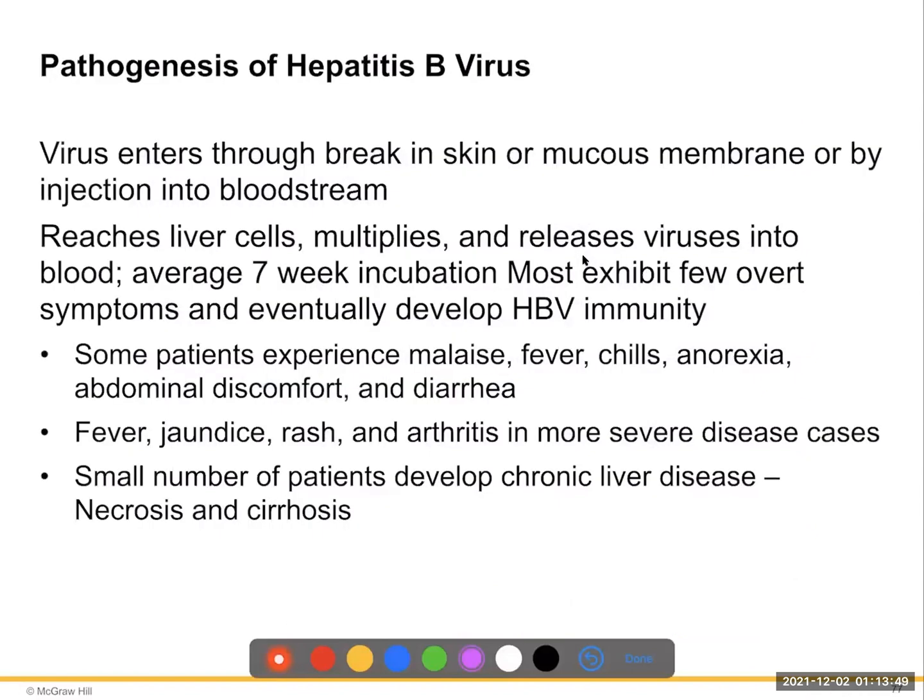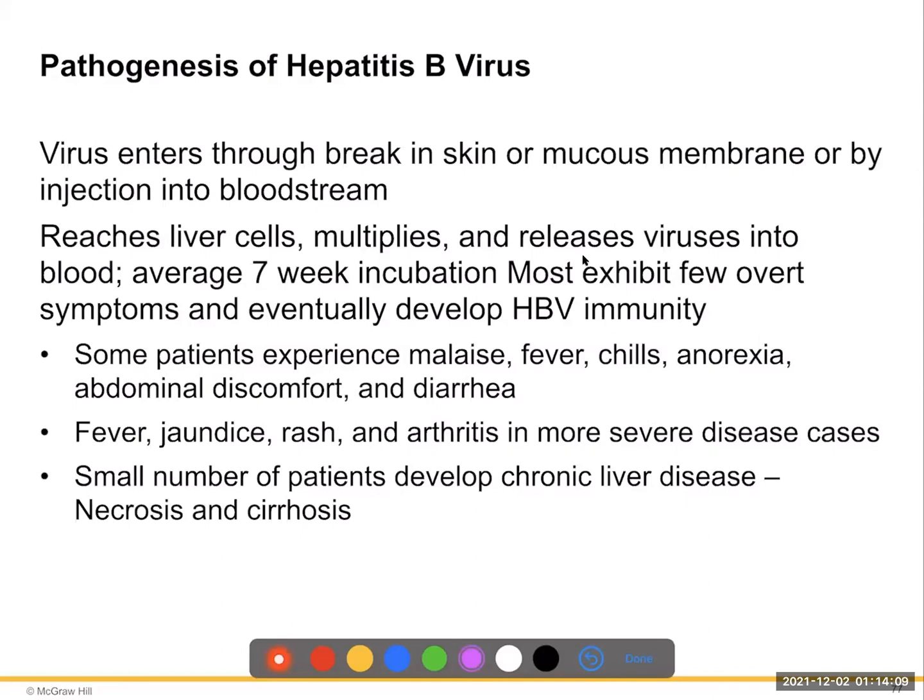Pathogenesis. The virus enters through a break in the skin or mucous membrane or by injection into the bloodstream. It reaches the liver cells, multiplies, and releases the virus into the blood. It gets in the blood, goes back to the liver cells, and keeps it in the liver. Average incubation is 7 weeks. Most exhibit few overt symptoms and eventually develop immunity.